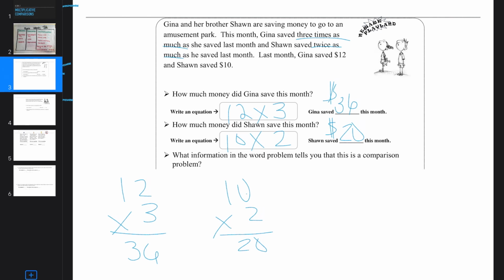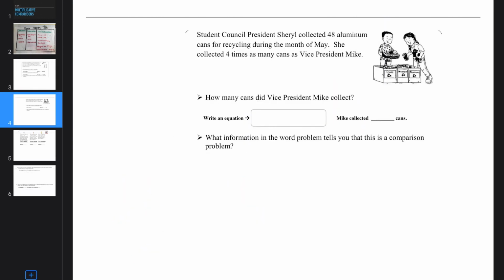Scholars, we're going to continue practicing with different problems just so that we get more practice and more multiple at-bats in order to be successful in this standard. So let's look at this set of problems. It says Student Council President Cheryl collected 48 aluminum cans for recycling during the month of May. She collected 4 times as many cans as Vice President Mike. Now let's read this again, looking for some buzzwords to tell me which operation I'm going to perform.